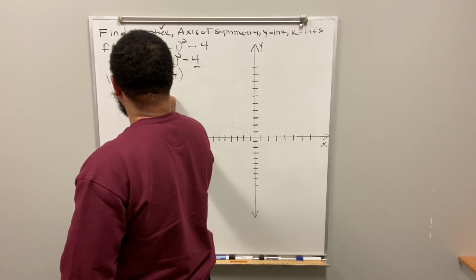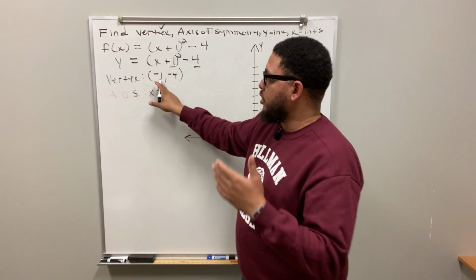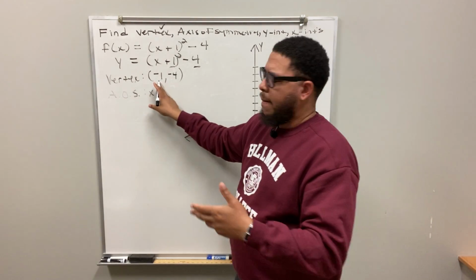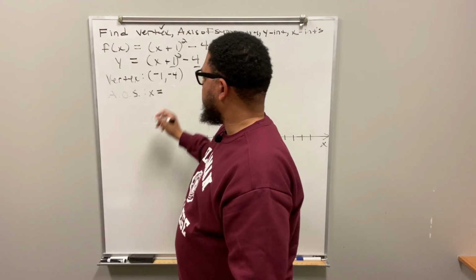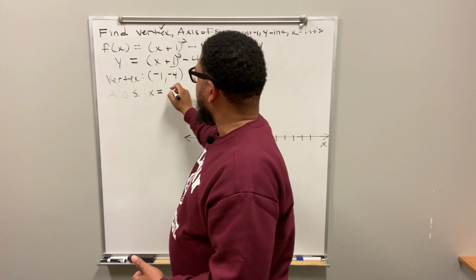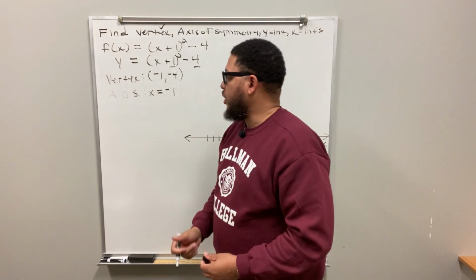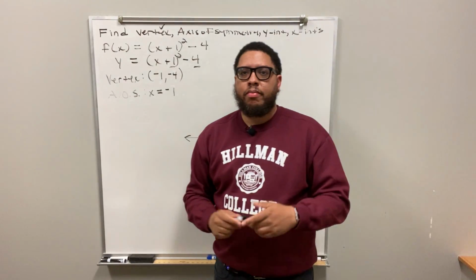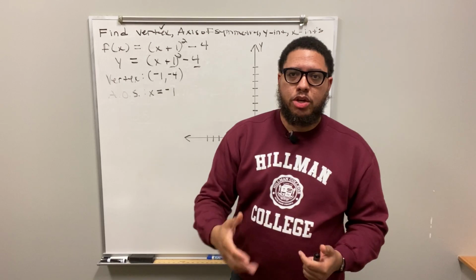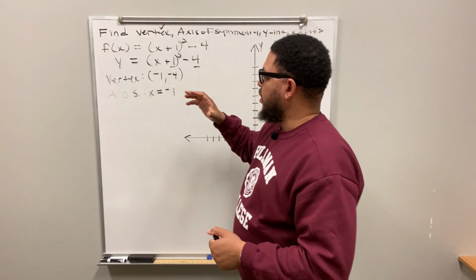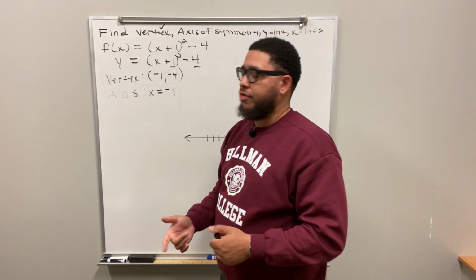And the AOS is a line. So we say x equals, it's going to go through the vertex. So if it's a vertical line and it goes through the vertex, it's got to go through -1. So it's a vertical line that goes through -1. So the graph is just x equals -1. And you should remember that whenever you graph a vertical line, the equation is going to be x equals some number. And it's going to be equal to the x value of any point on that graph.